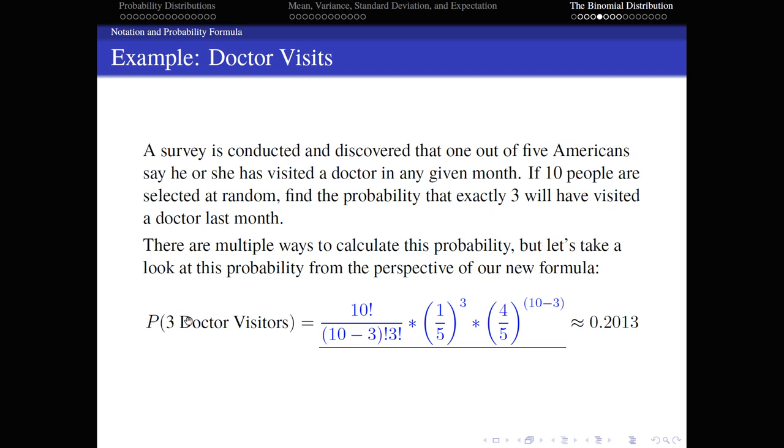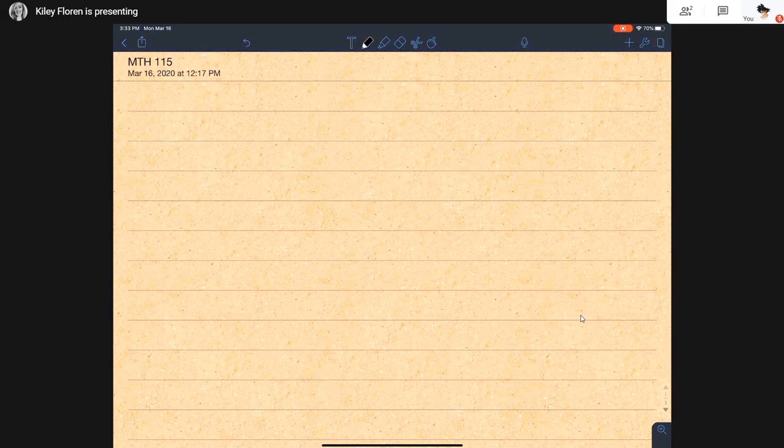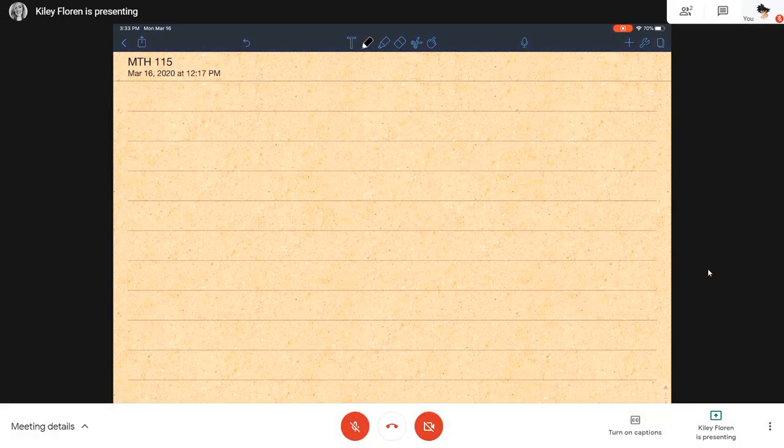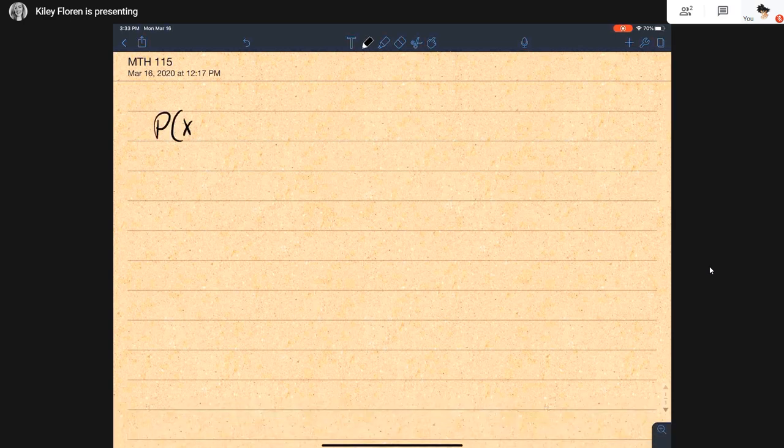So looking at this, we get the probability of 3 doctor's visits is 10 factorial divided by 10 minus 3 factorial times 3 factorial, and then the 1/5, which is the doctor's visits, to the third power, times 4 out of 5 to the 10 minus 3 power. Now this goes pretty quick, so let's break this down a little bit more so that we can track this. Again, our probability of x is going to be n factorial divided by n minus x factorial times x factorial.